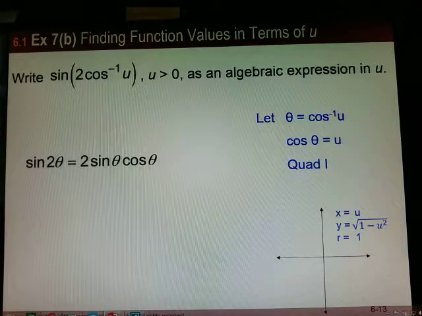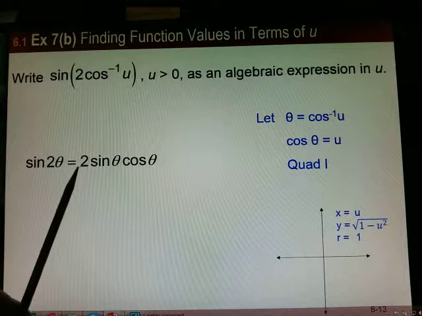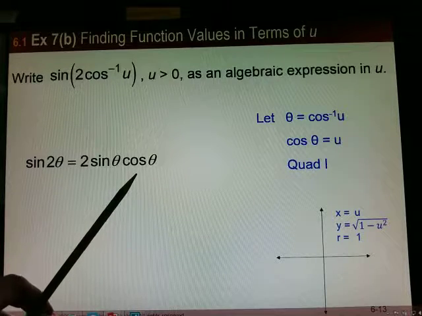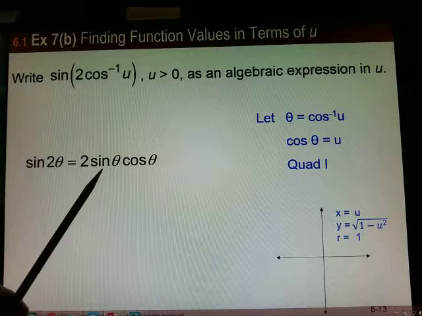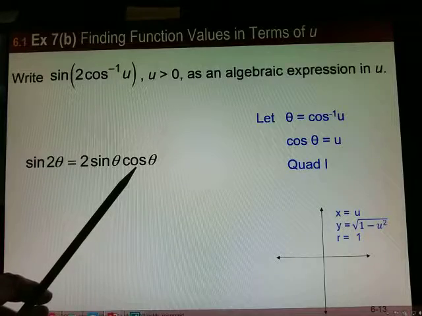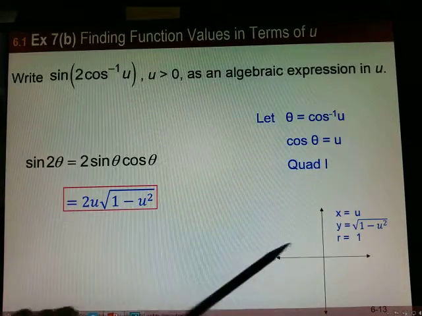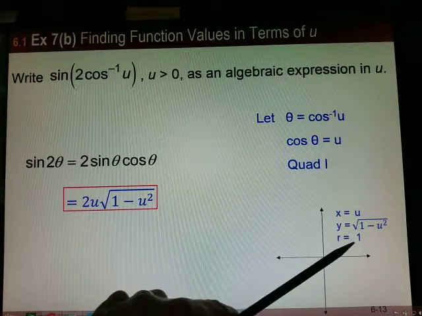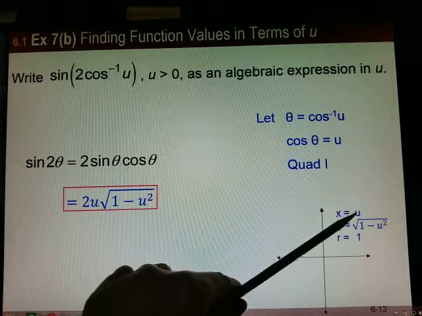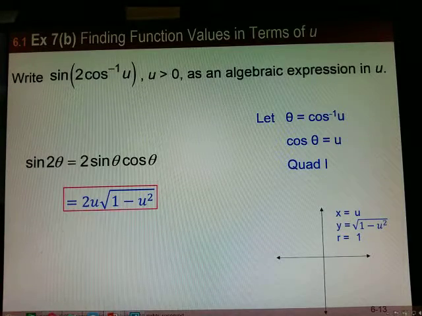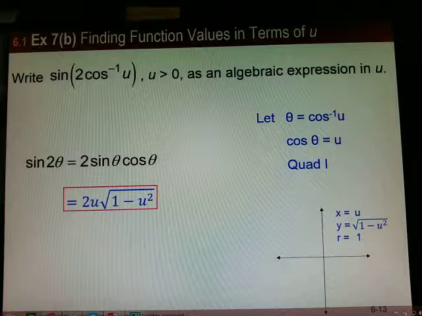Now I want the sine of 2 times that angle, and on that pink sheet of your formulas, the sine of 2 times an angle is going to be 2 times the sine of theta cosine theta. The sine of theta is the y over r. The cosine of theta is the x over r. The y over r, meaning the square root of all this stuff over 1. The x over r was the u over 1, and that's what you would get for your final answer.